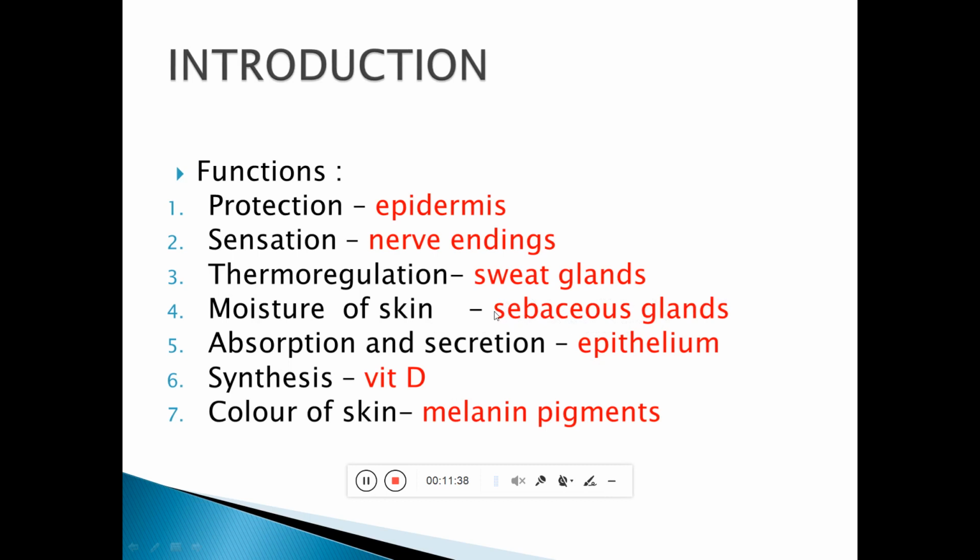Appendages of skin: structures connected with the skin. Apart from the skin proper, a few structures like hair follicles, nails and glands. Hair follicles we already discussed; they are part of the hair along with the sebaceous glands. Then glands: sweat glands, and this one is the sebaceous gland. Both types of glands are present here. Sweat glands are present in both, but sebaceous glands are present only in the skin having hair.